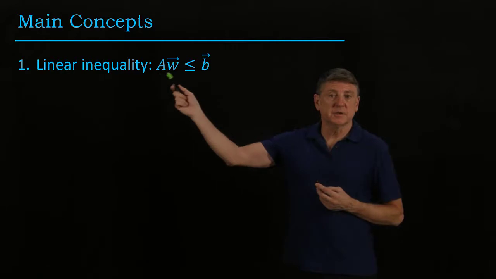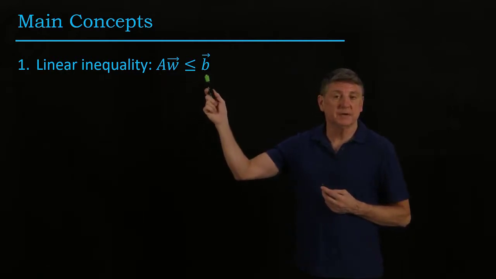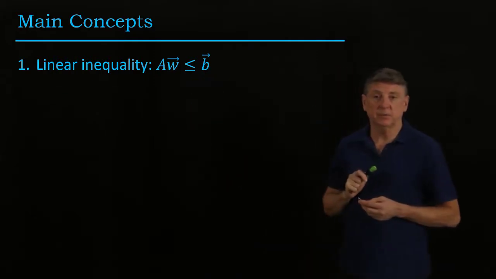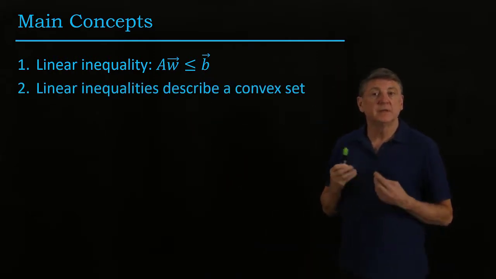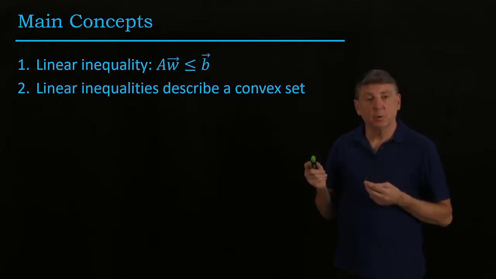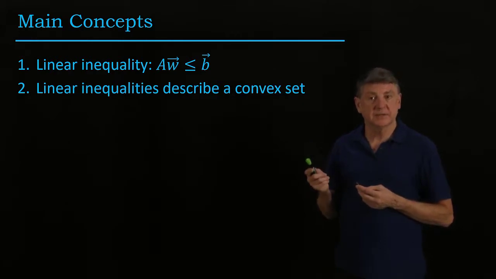It's a matrix times a vector, and that's less than or equal to a constraint vector. Previously, it had to be equal. Now we're saying it's less than or equal. And that means that linear inequalities are a convex set. Linear equalities, you could think of, were level curves, and now we're looking at level sets.